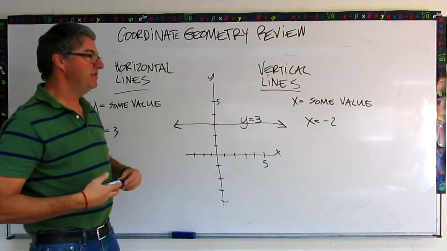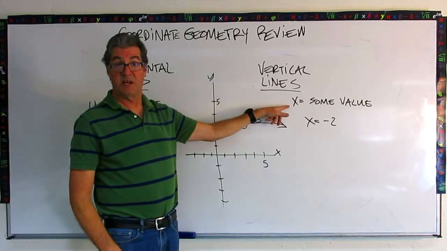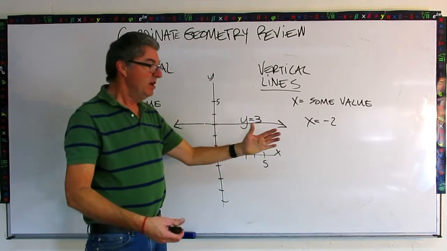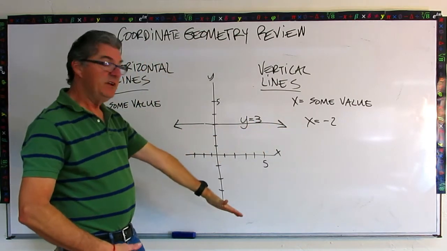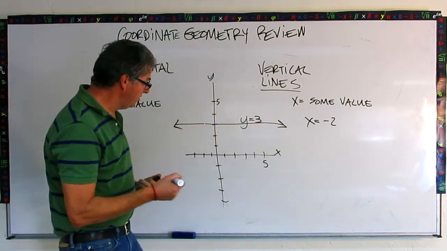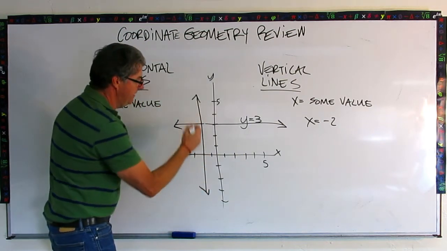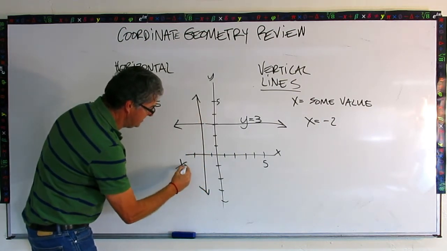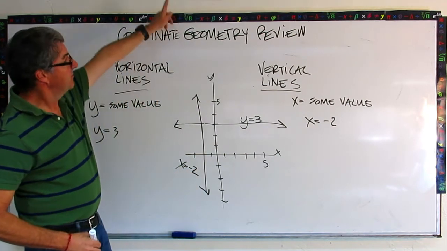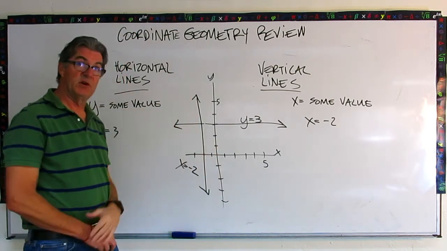Okay, let's take a look at the vertical line. Same idea, but now x equals some constant value, like negative 2. So that means that no matter what you're doing up and down, the back and forth is always negative 2. So this is a vertical line that passes right through here. That's negative 2. So this line is x equals negative 2. Okay? So no matter what y is, you can be way up high or way down negative, x is always 2 to the left of the origin.